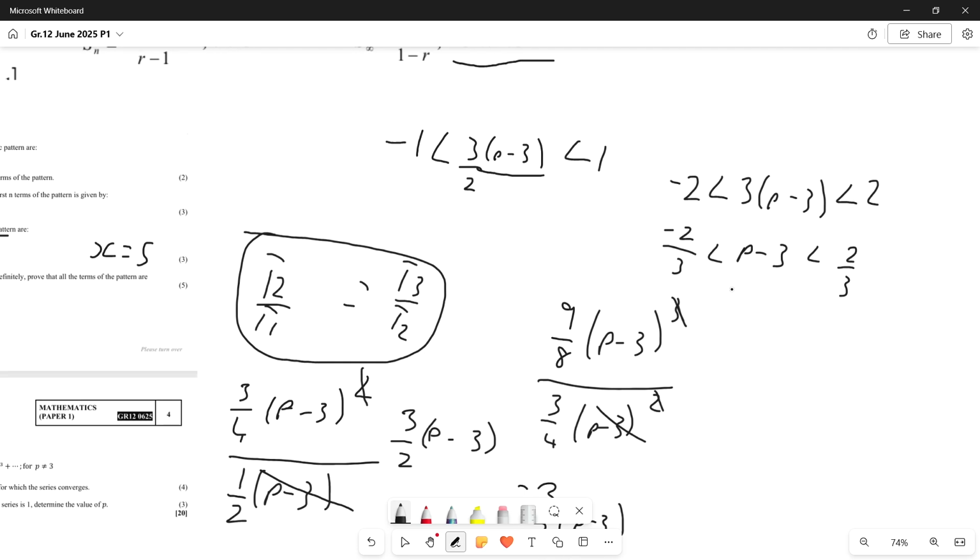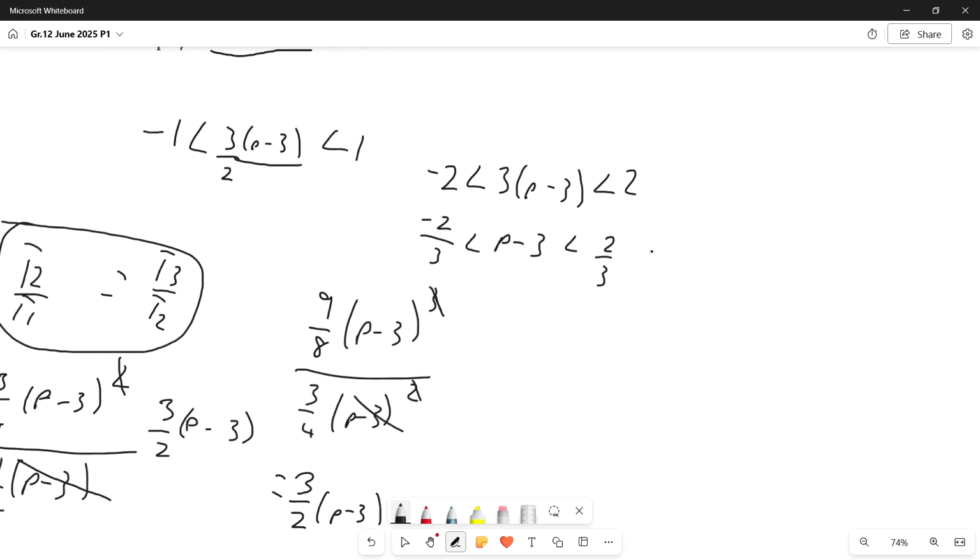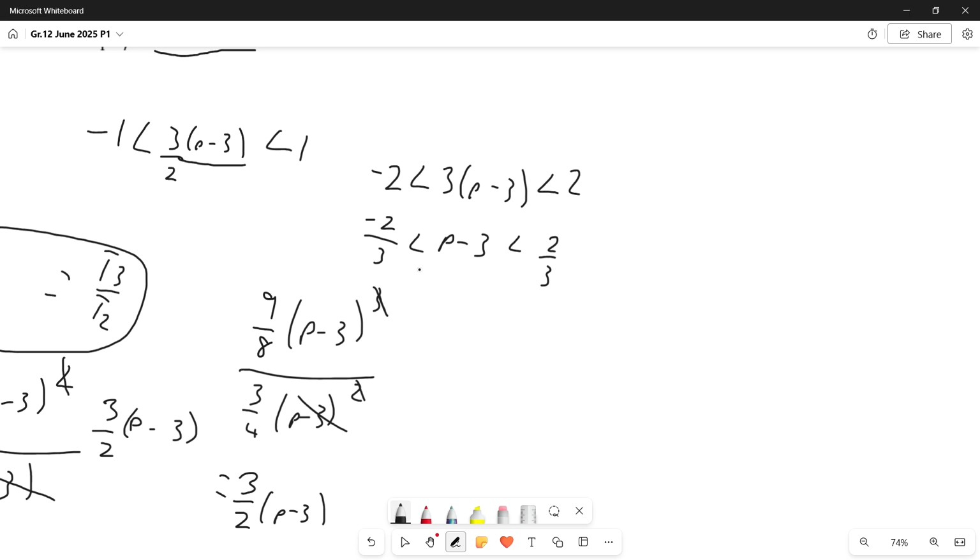And then the last move is that we have to move the 3 to both sides. So minus 2 over 3 plus 3 is 7 over 3. And then we have p here. And then 2 over 3 plus 3 is 11 over 3. And then we have solved for the values of p to satisfy this inequality.